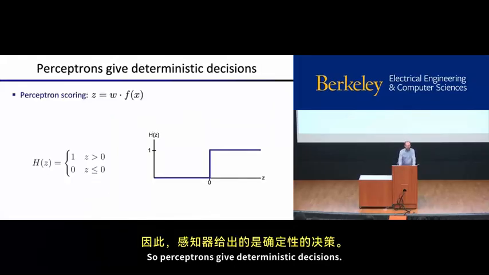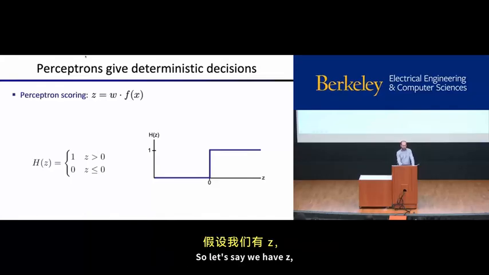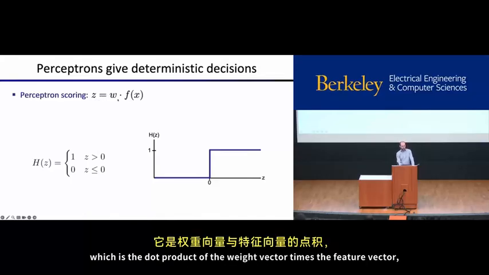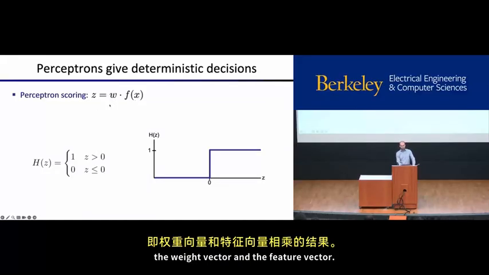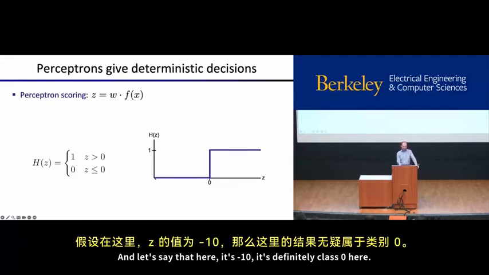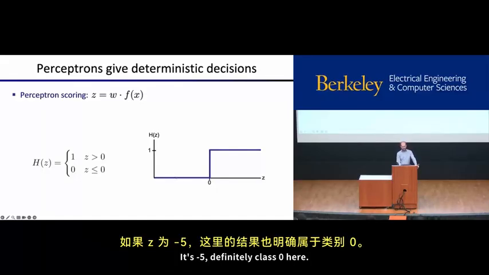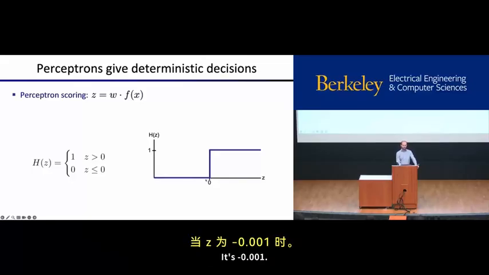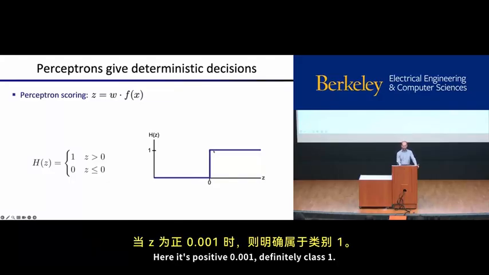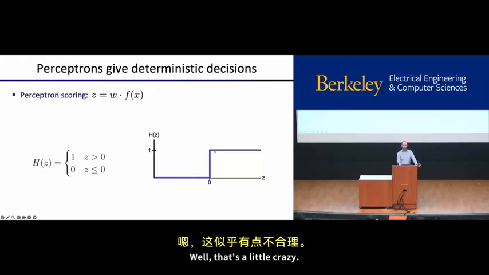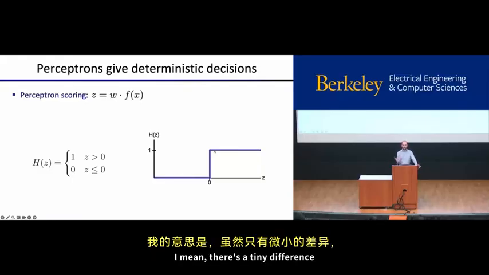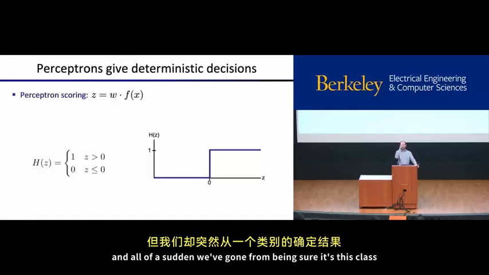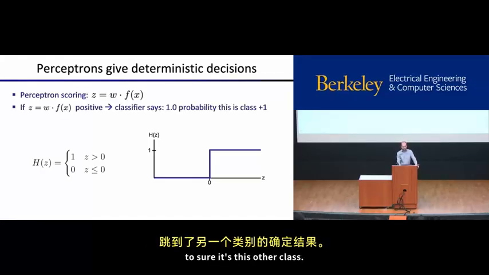So perceptrons give deterministic decisions. So let's say we have Z, which is the dot product of the weight vector and the feature vector. And let's say that here it's -10, definitely class 0. Here it's -5, definitely class 0. Here it's -0.001, yeah, definitely class 0. Here it's positive 0.001, definitely class 1. Well, that's a little crazy. I mean, there's a tiny difference, and all of a sudden we've gone from being sure it's this class to sure it's this other class.